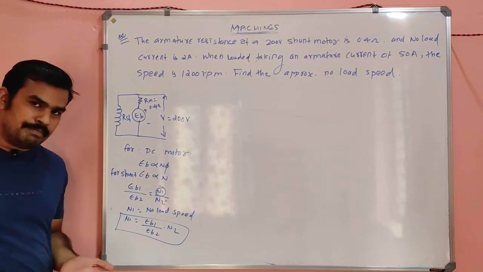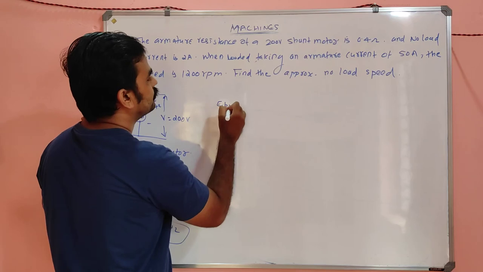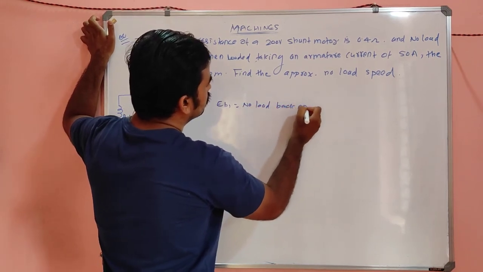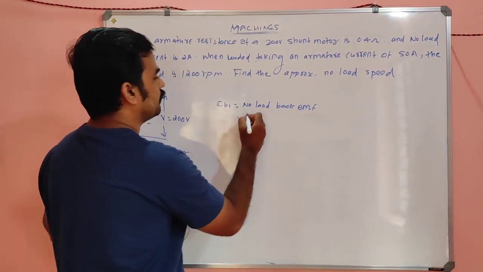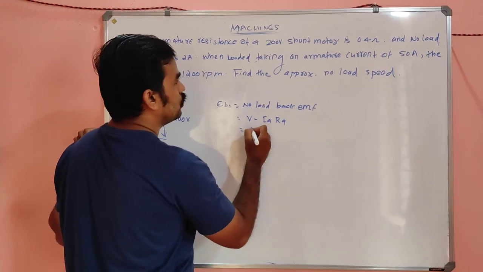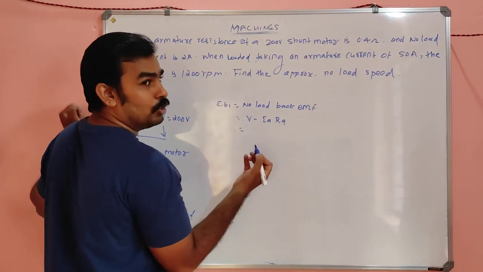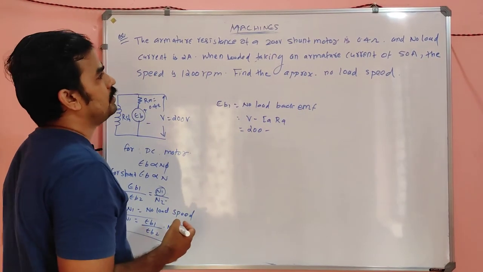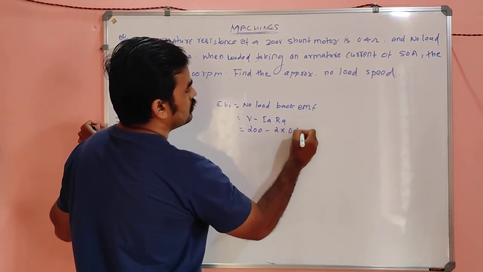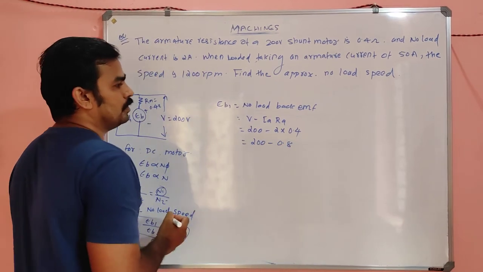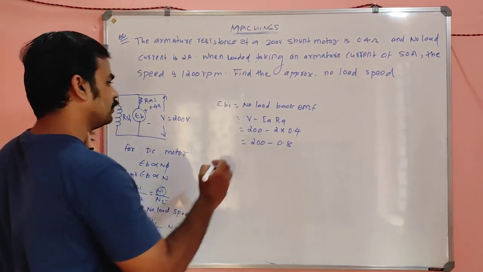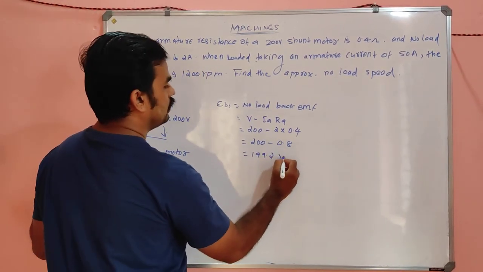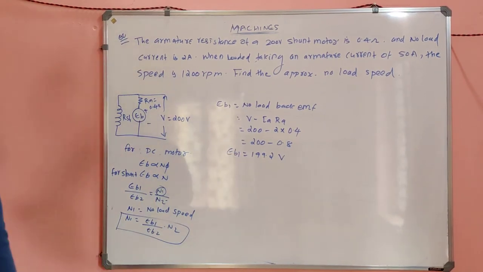So what is the value of EB1 and EB2 that we have to find? EB1 is the no load back EMF, equal to V minus IA RA. V is 200 volt. No load current is 2 ampere, armature resistance is 0.4. So 200 minus 2 into 0.4, which is 0.8. So it will be 199.2 volt. That is EB1.